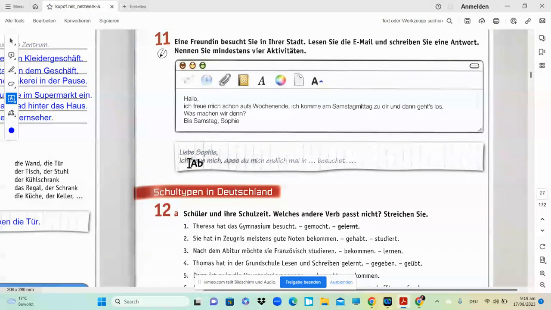Liebe Sophie, ich freue mich, dass du mich endlich mal besuchst in meiner Stadt, right? So you will say in meiner, in is already written, so you will say meiner Stadt. I think it has to be smaller one. Let me just place it slightly upwards. Okay, besucht.